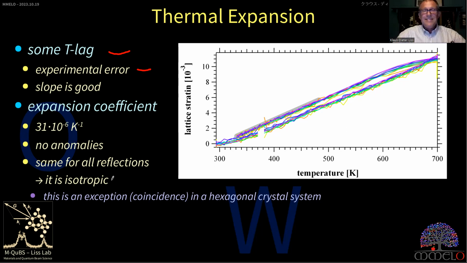And this is an exception or a coincidence in a hexagonal crystal system, because a thermal expansion tensor in a hexagonal system can have two independent components, namely parallel to the z-axis and perpendicular to the z-axis. So by coincidence in magnesium, and that has been found in literature already maybe 60, 70 years ago, thermal expansion is isotropic.